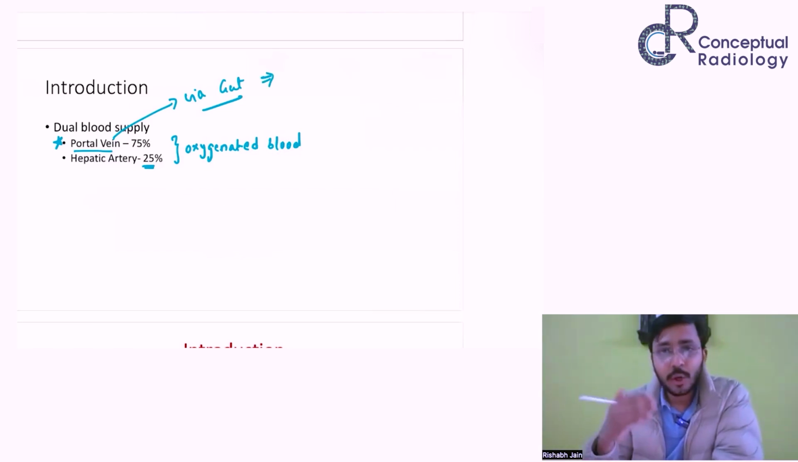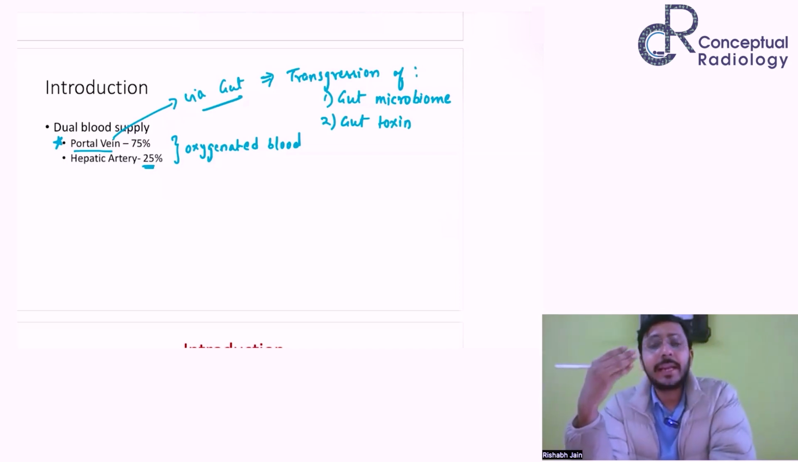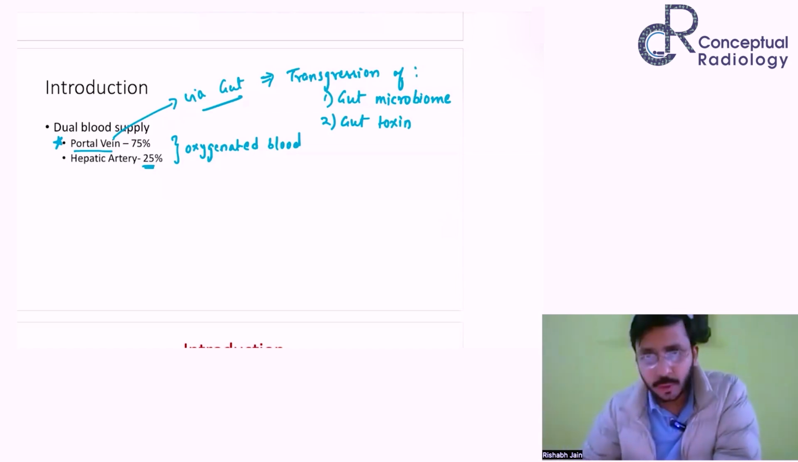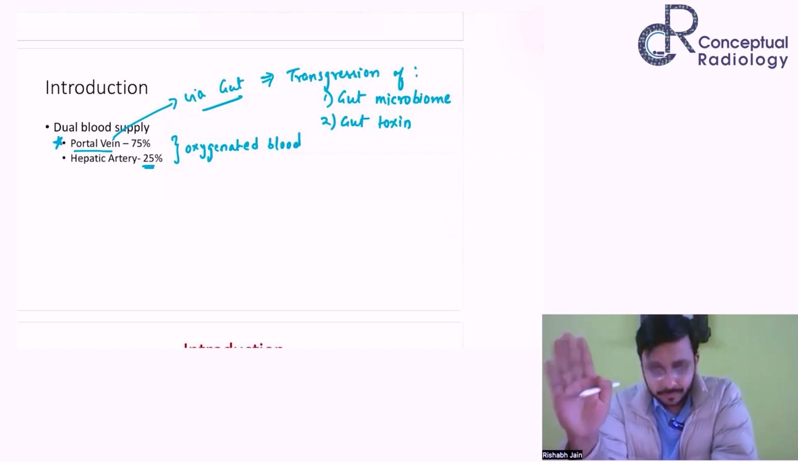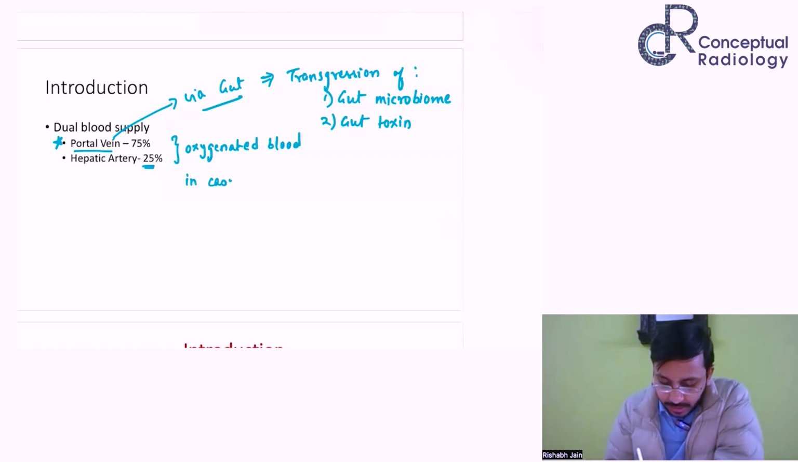And so this also results in transgression of, number one, gut bacteria, the gut microbiome, and secondly, gut toxins. That's why we know that in amoebic colitis you get amoebic liver abscesses also, and a lot of gut toxins can also cause some associated abnormalities in the liver. Now, this dual blood supply is also very important in cases of portal hypertension.